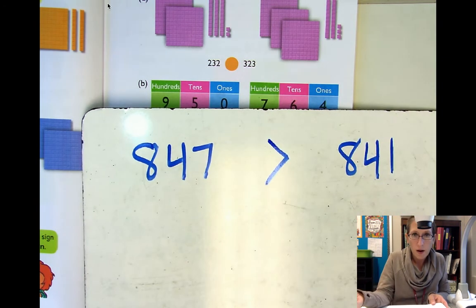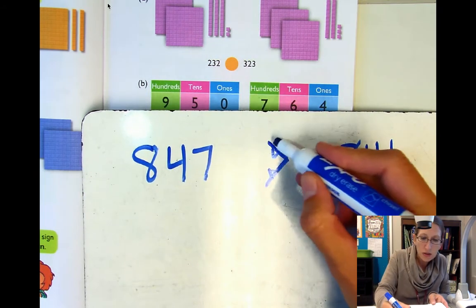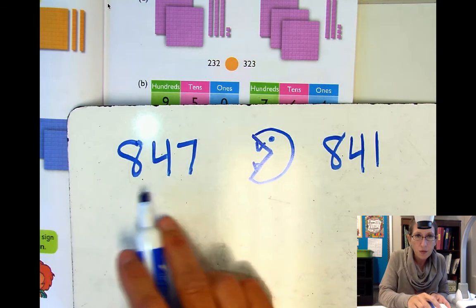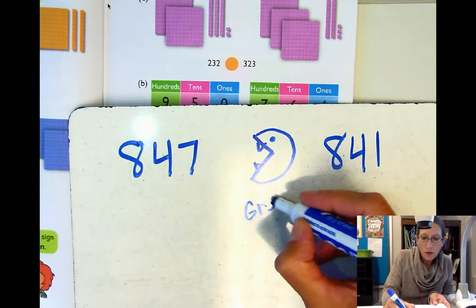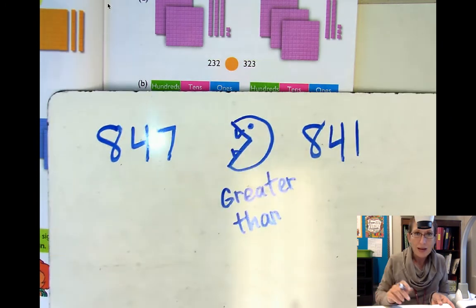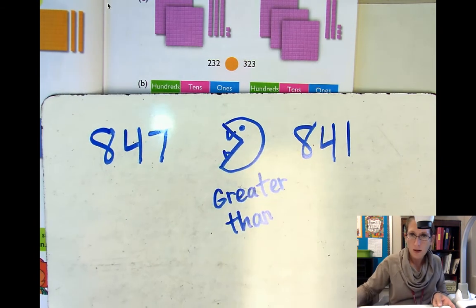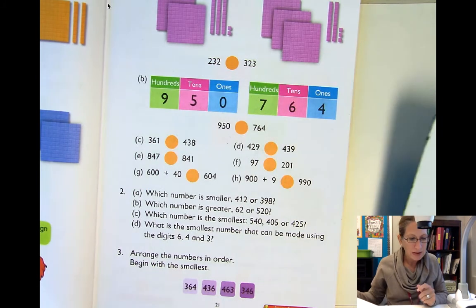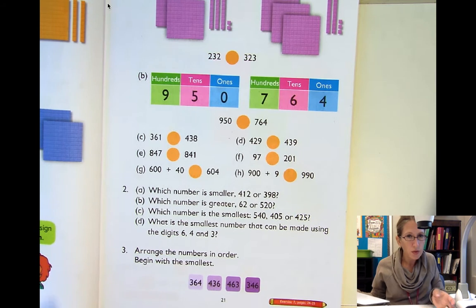So we're going to put our open mouth creature, which always wants to eat the bigger number. Looks like that. And because we're starting with the bigger one, this symbol is the greater than symbol. So how we read that is 847 is greater than 841. All right, let's see. I want to do two more, I think.